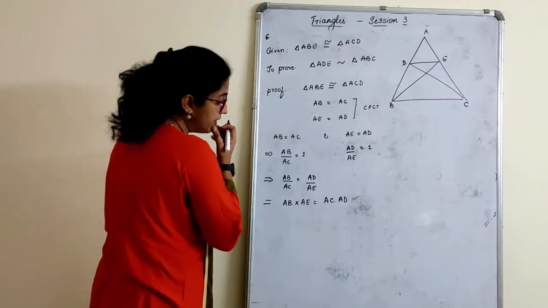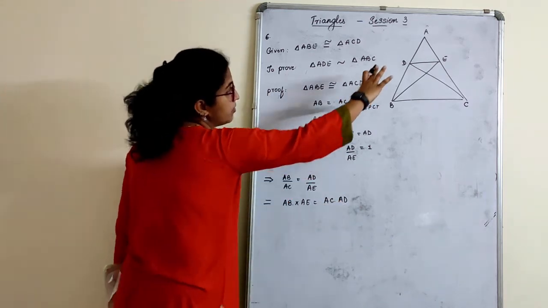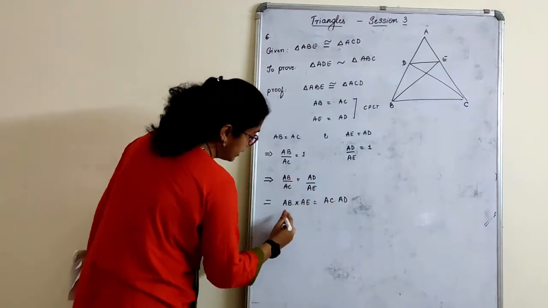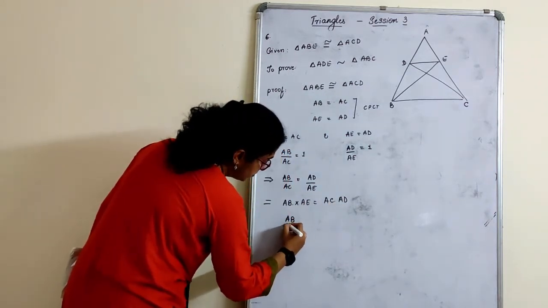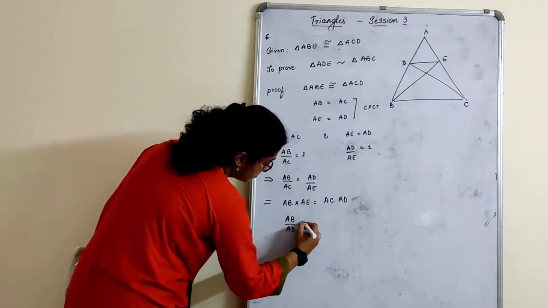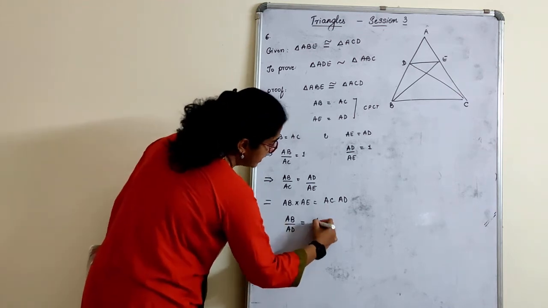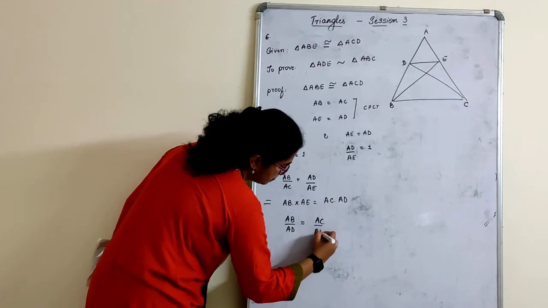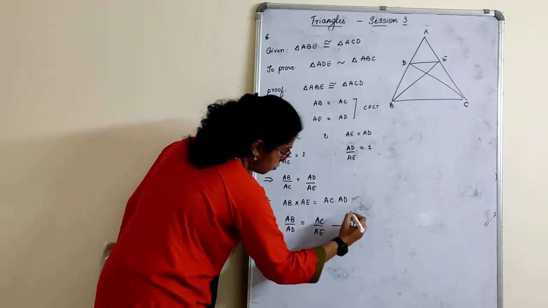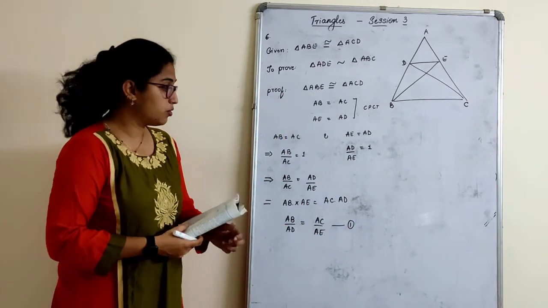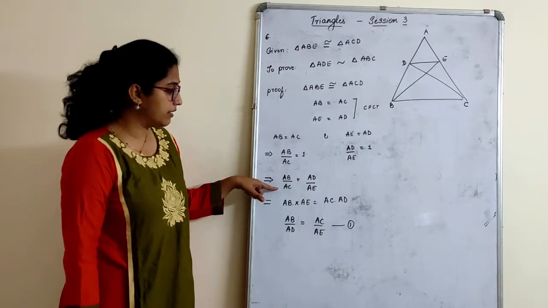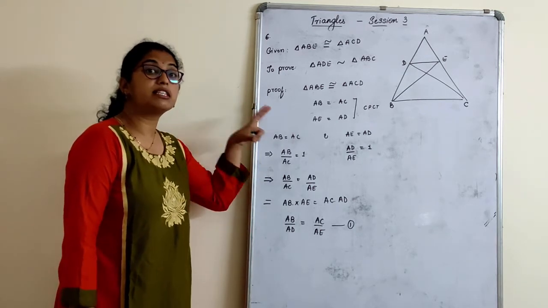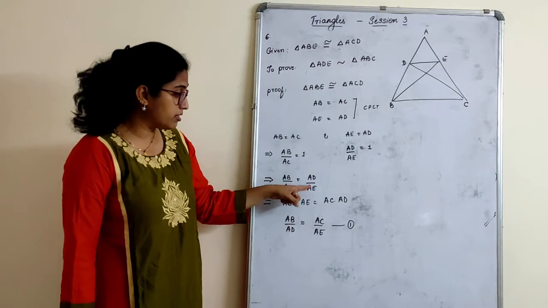So what will we do now here? AB upon AD will fit here, so bring AD down. Is equal to, keep AC here. If AC is here, AE can come down. Equation 1. Did you understand what we wrote here now? Till here I think it is very clear. I just tried to write it with respect to the same part of the triangle, that is why this.